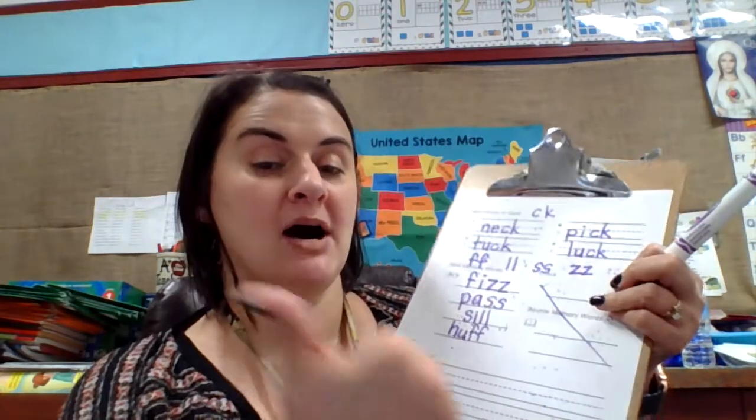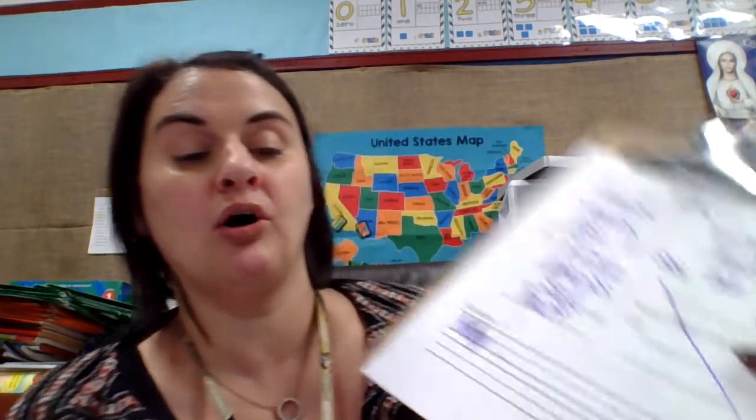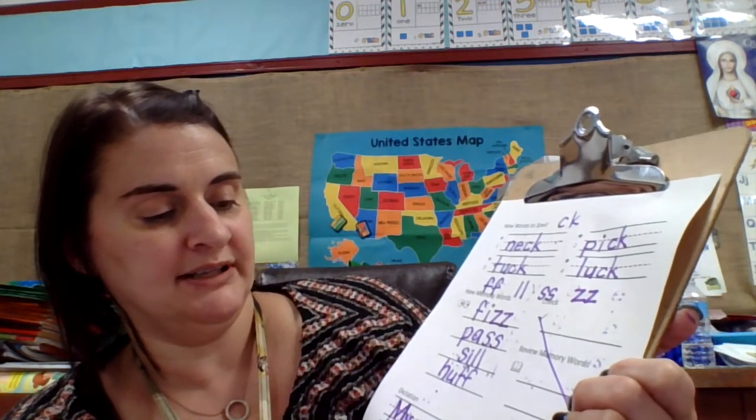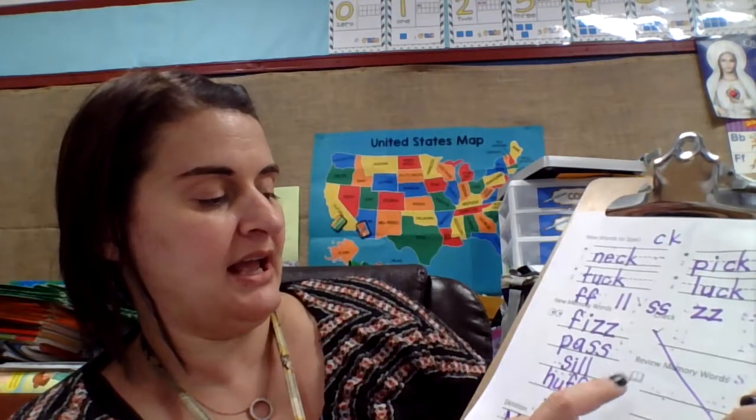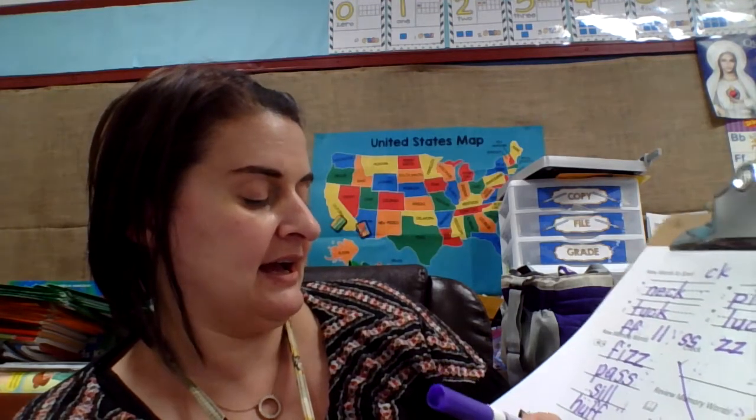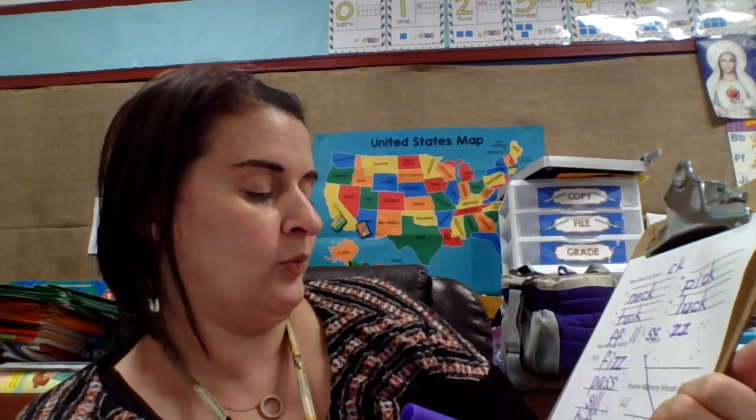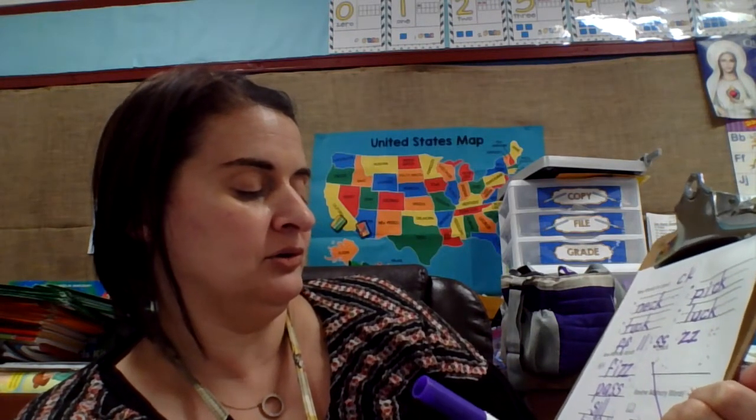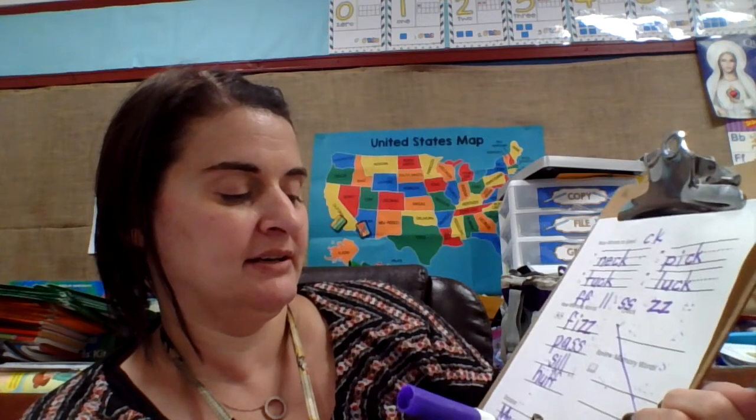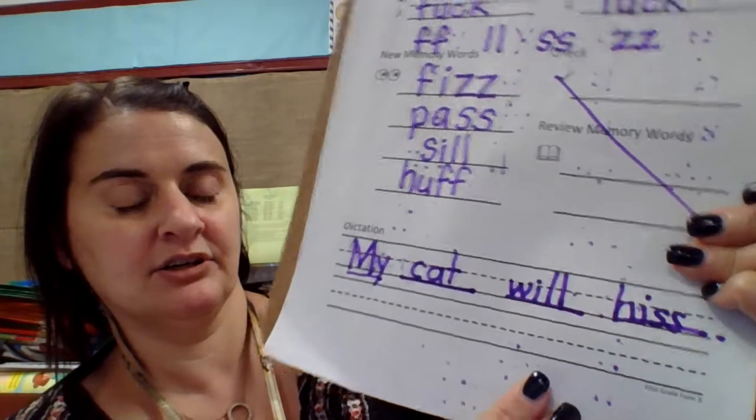And our sentence is, my cat will hiss. My cat will hiss. My. M-Y, my. Don't forget the capital letter because we always start each sentence with a capital letter. My cat will hiss. So put your four words. Cat. C-at. Cat. Will. W-I. Oh, don't forget the floss rule. Will. Hiss. Hiss. Good job. All right.